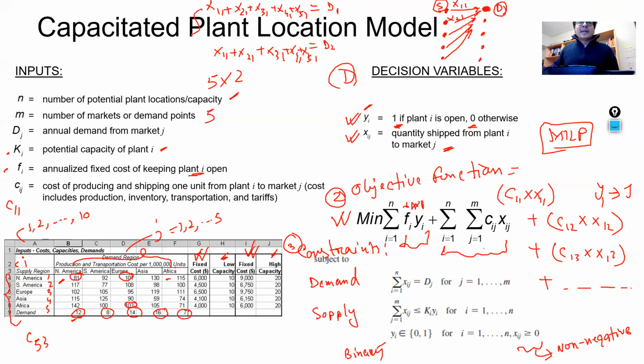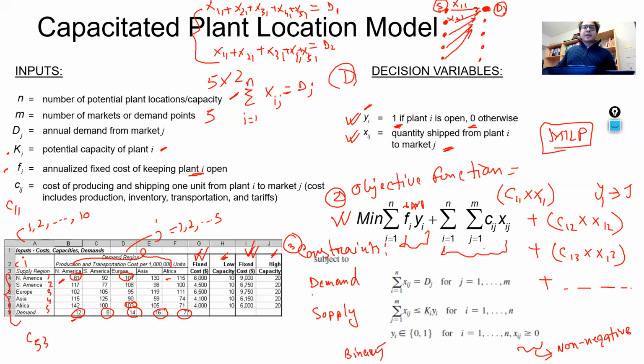But writing these 5 equations can be time consuming and takes a lot of space. So instead, we can just write Dj, where the value of j is 1 to 5, should be equal to the summation of xij, where i equals 1, the first supply location, up to the last supply location, all the supply locations. Okay, so this is how we write our demand constraint.